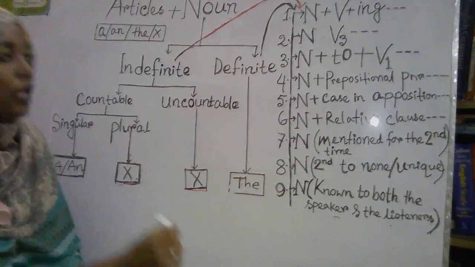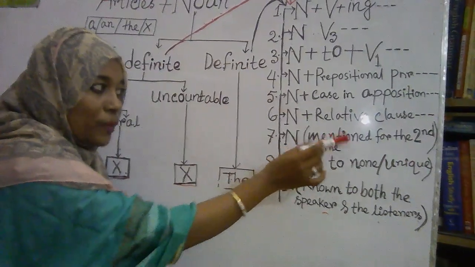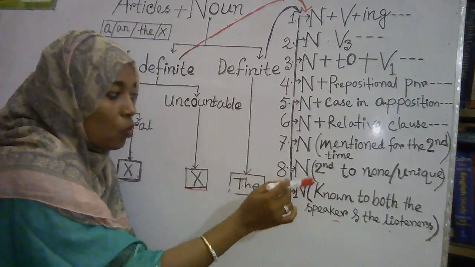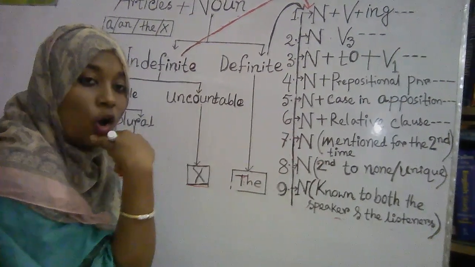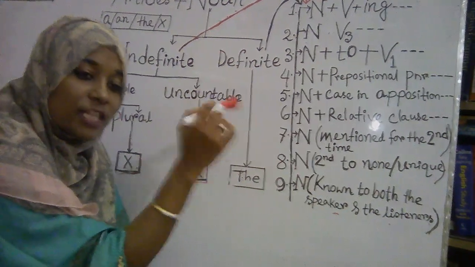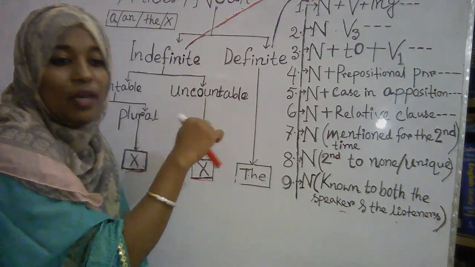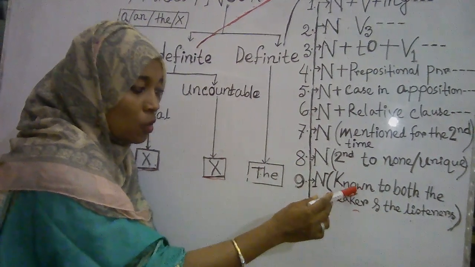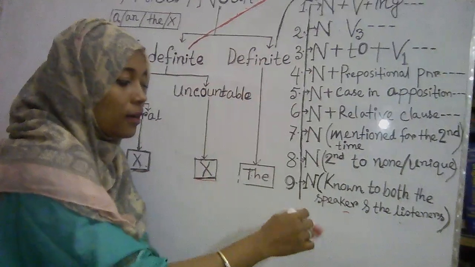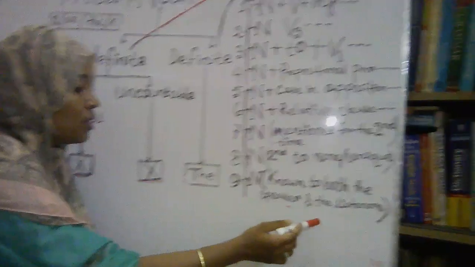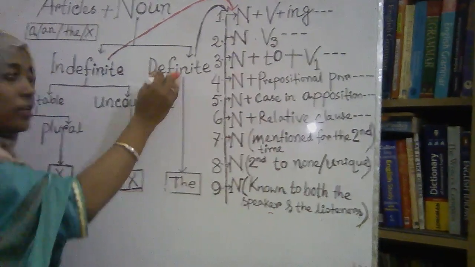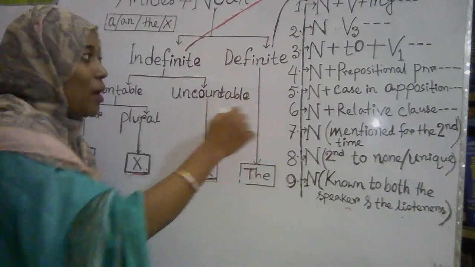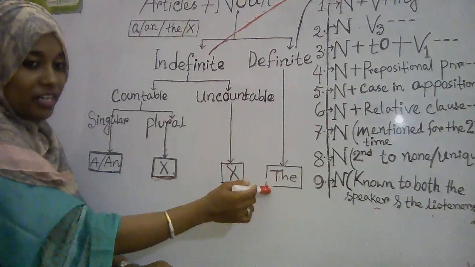Another way, if the noun is mentioned for the second time, or if the noun is second to none or unique, it means if the noun is the only one in the world, or if the noun is known to both the speaker and the listeners, then it becomes definite and takes the. Here, this is all about the definite articles.